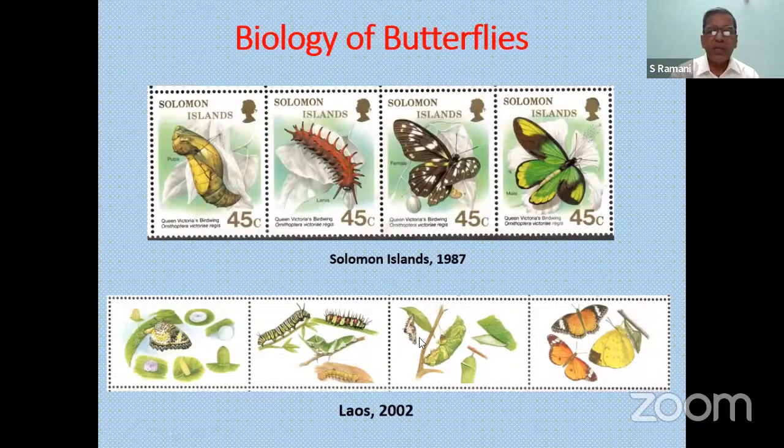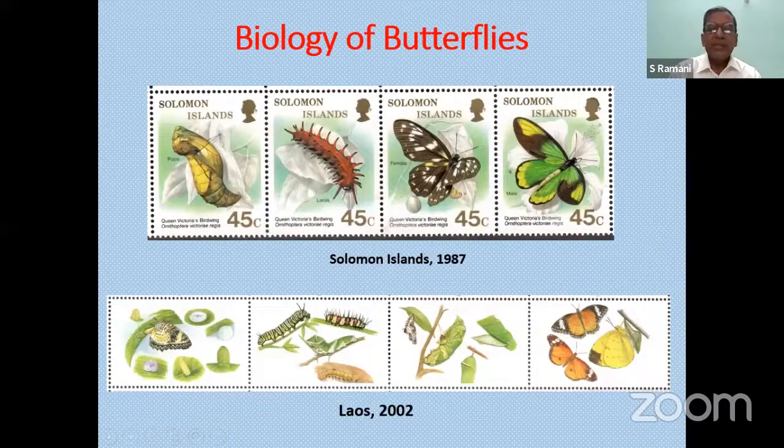This is also another very good example of a sheet that was produced by Laos, where in the gutter, you can see the biology is very clearly depicted on the stamps. The eggs, the larva, the pupa, and the butterfly as such. So you can use these stamps also to study biology.